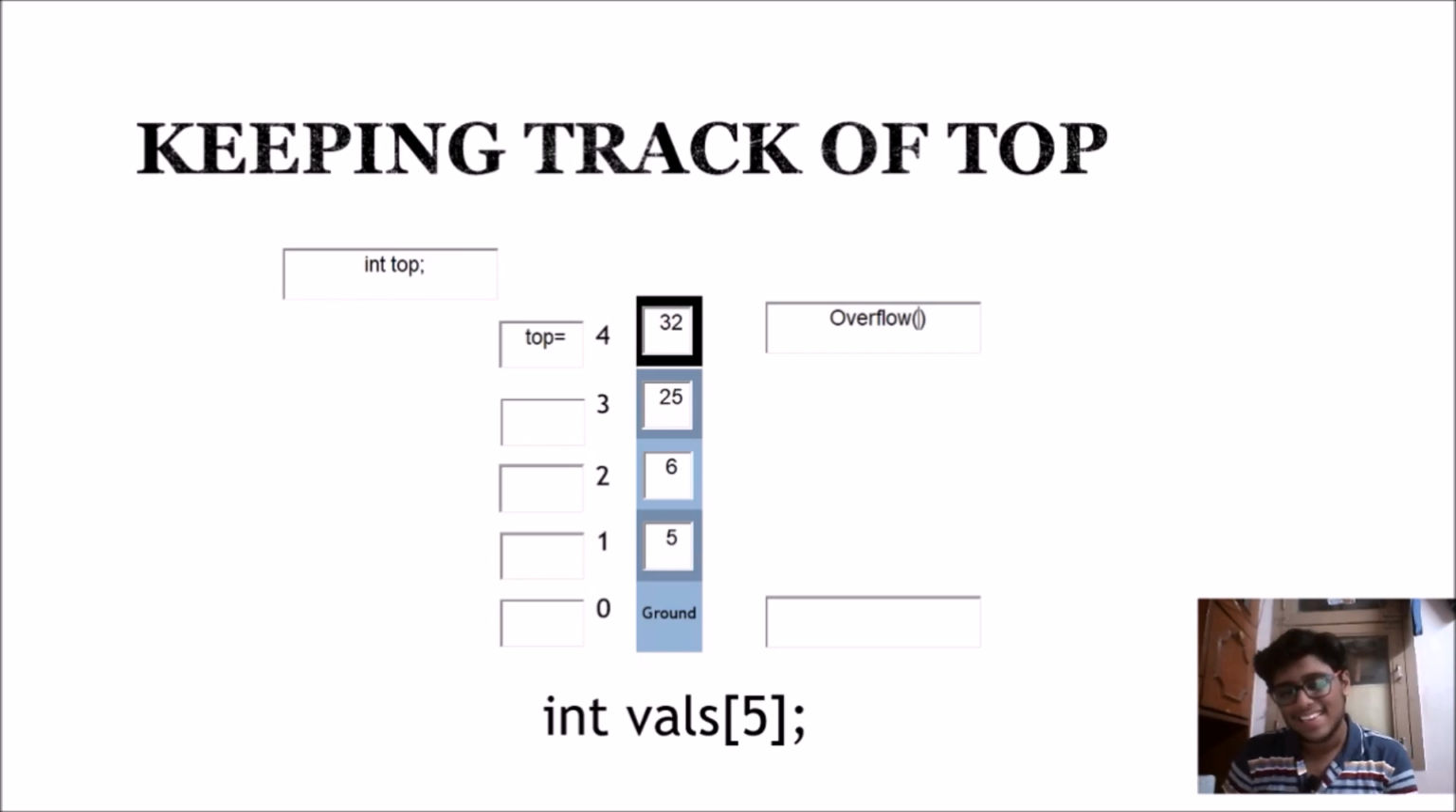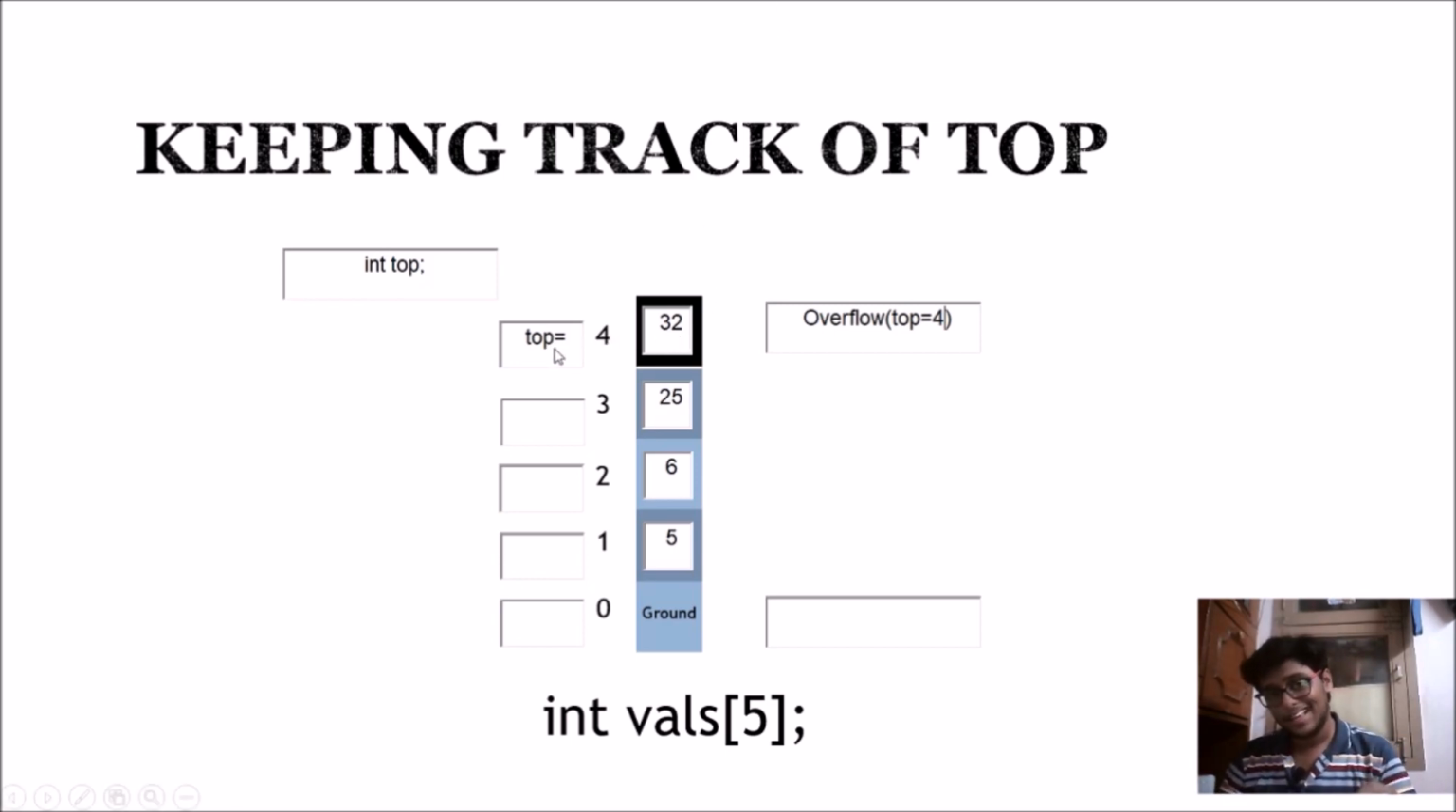This overflow can be easily checked. When top is already 4, that's overflow. So every time we push something, we're going to check whether top is already 4 or not. If it's 4, we're not going to make any changes to the stack. We're just going to return the stack as it is. If it's not 4, then it means the stack has room for pushing in, so we're just going to push in normally.